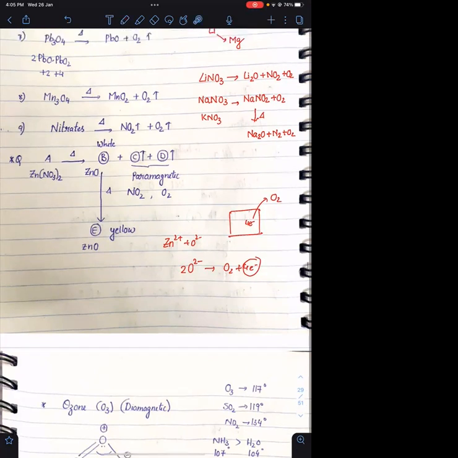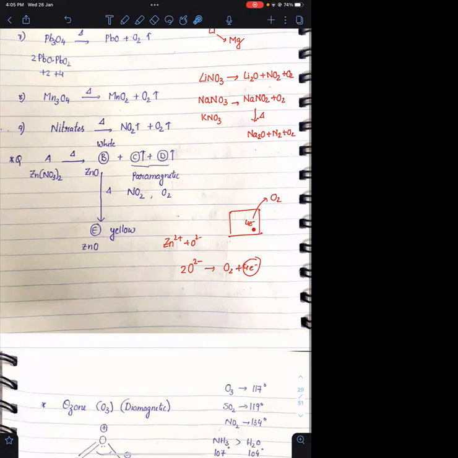Why do they get stuck? Because the charge should be balanced. Zn2+ is still there. If O2- is converting into O2 and escaping, and if these four electrons also went outside, then the charge won't be balanced. The compound should be electrically neutral. So whenever it is leaving, O2 goes out and the electrons remain. Those electrons will be stuck in interstitial positions.